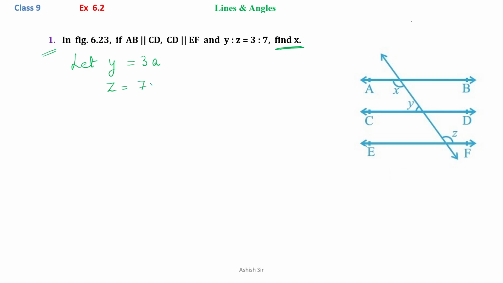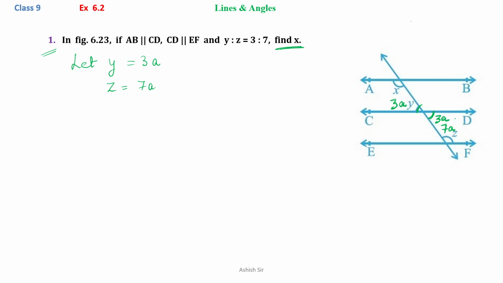Z as 7A. Now we see in the figure that Y is 3A and Z is 7A. Now we have to find some relation between angle Y and Z. So we see that if this is angle Y, this will also be angle Y, vertically opposite angle. So this will also be 3A.